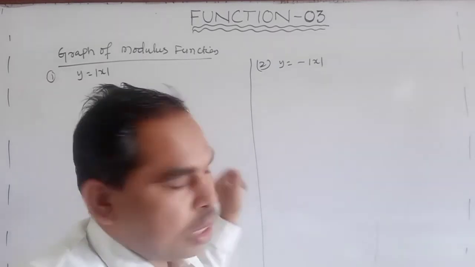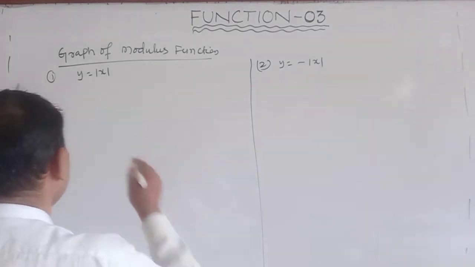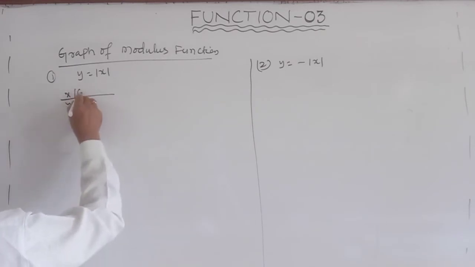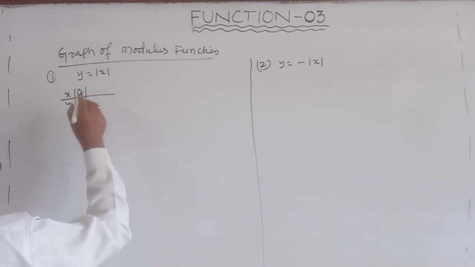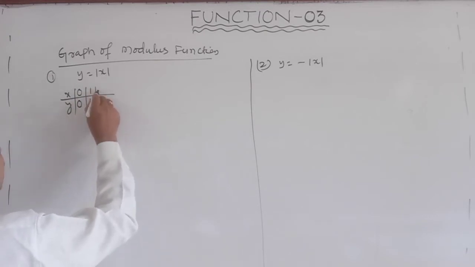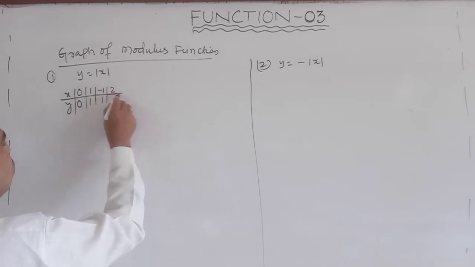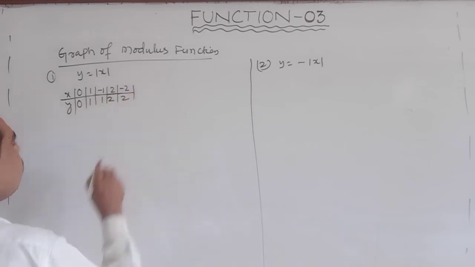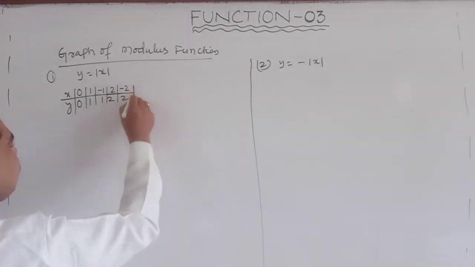Okay, let us see, x and this is y. So x is 0, y is 0. x is 1, y is 1. x is minus 1, y also 1. x is 2, y is 2. x is minus 2, y is 2.